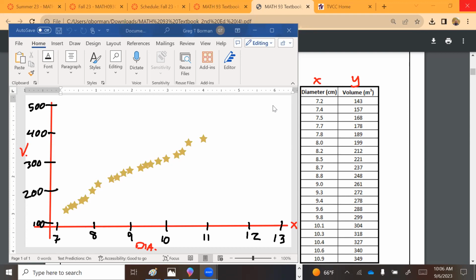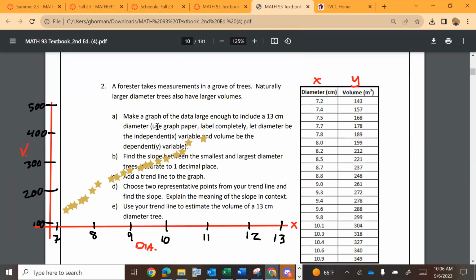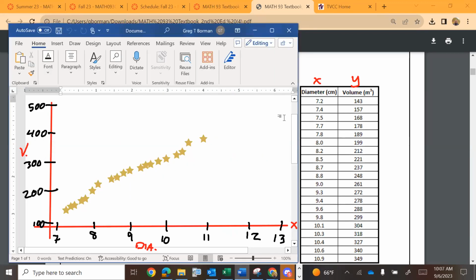Okay, so we've got that. Now, let's see. Oh, wait a minute. I am still in graphing mode or whatever. Okay, so let's go to here. All right, so make a graph of the table. Okay, so part B, find the slope between the smallest and largest diameter trees accurate to 1 decimal place. I do believe I can do that. Wait, there it is. Find that slope.